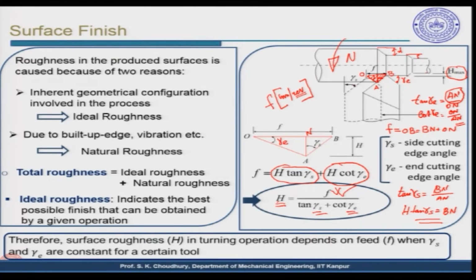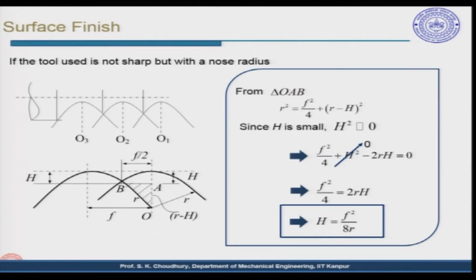Now, let us see how this process gets affected if we have a round nose, or a nose radius. Let us say the tool used is not sharp now, but has a small nose radius, and this is the value of the nose radius r. Everywhere it is r.